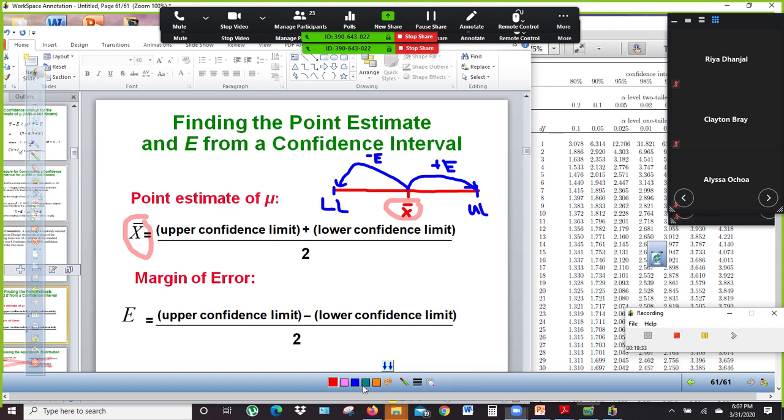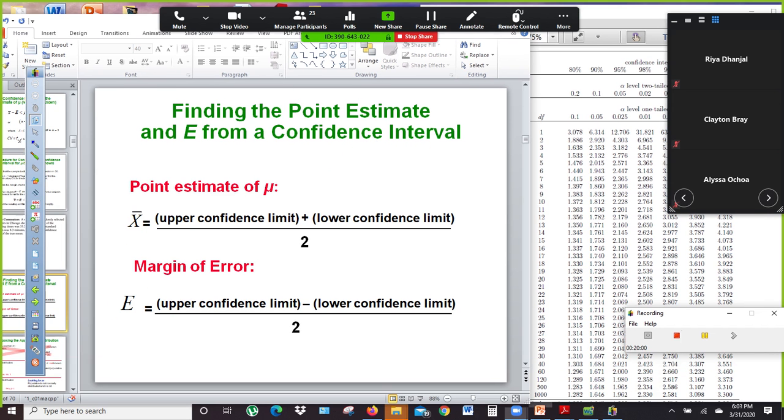I can also find my error because from here to here, it's 1 error, 2 errors. It's 2 errors to jump from my lower limit to my upper limit. So if I find that distance, subtract them, and divide by 2, I'll get what an error is. So that's pretty straightforward. It's just like we did with proportions in our last lecture of the semester that we had before break.